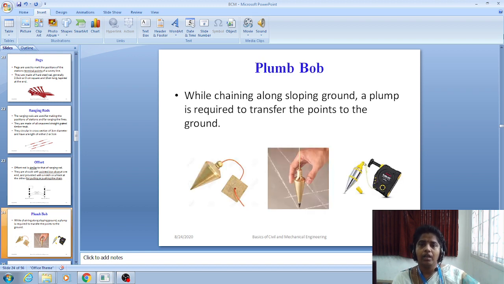Next, the topic is the plumb bob. The plumb bob is used to fix the center line of the instrument in the correct position, with the center point of that instrument on the ground surface. So this is a pictorial representation of the plumb bob.